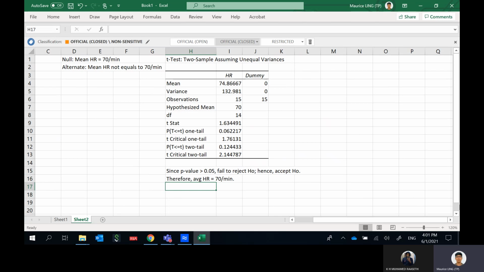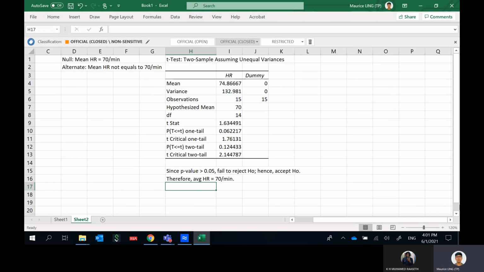So then you use the T stat. Since T stat is smaller than T critical, you do not reject the null hypothesis, and accept the null hypothesis. So in the question, you either choose to use the p-value or the T critical. Okay, in an Excel test you can choose either one, but on a paper test you only have the T critical to use.